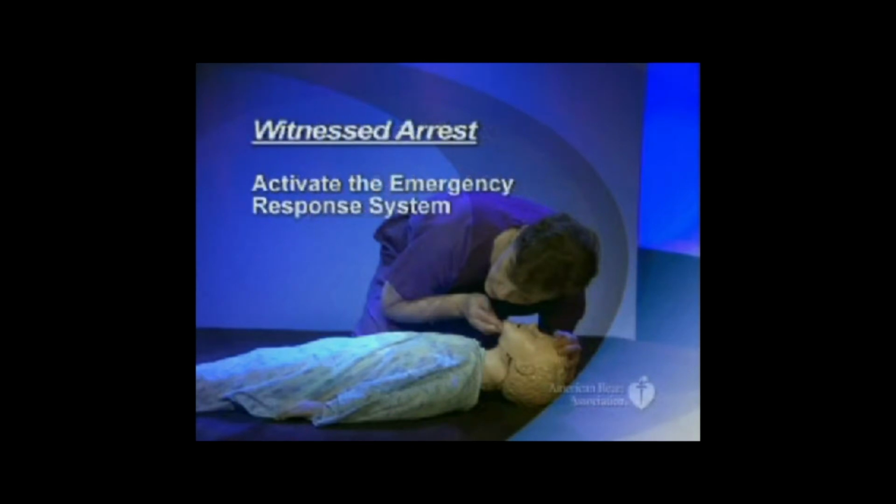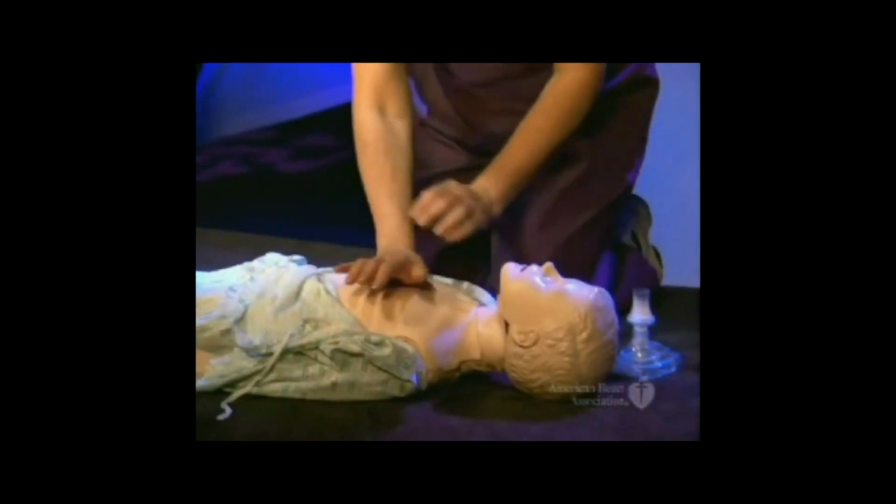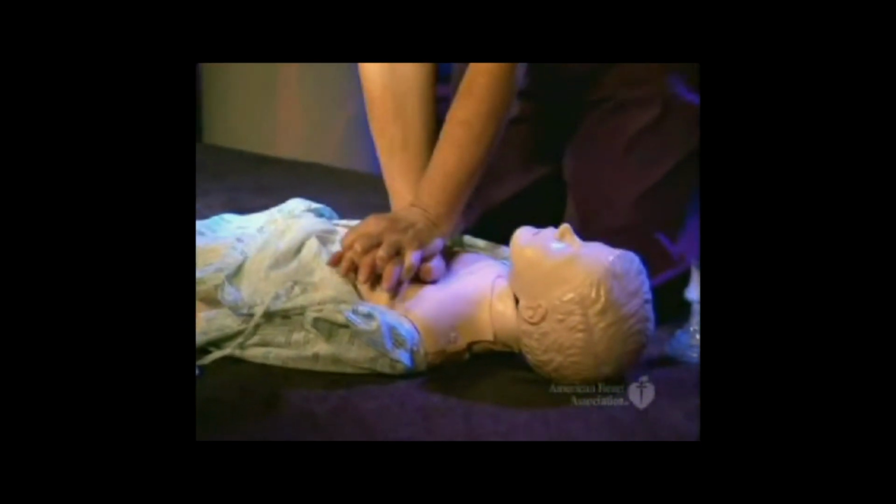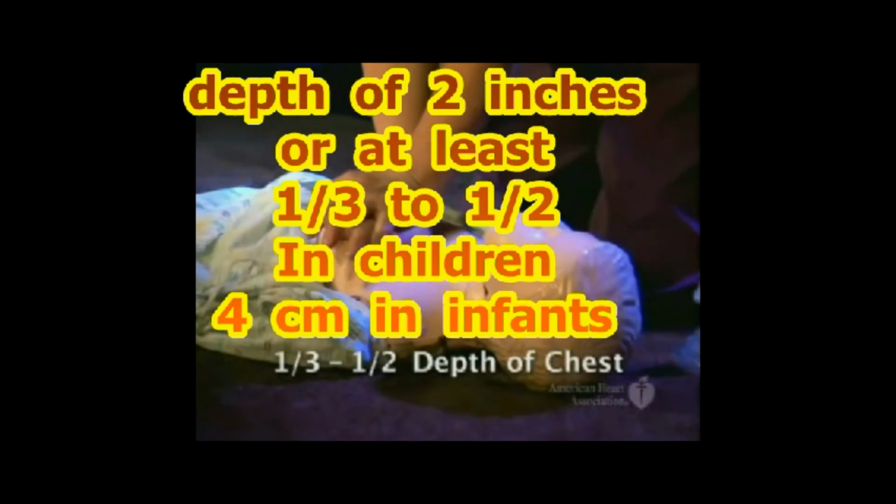However, if you are alone and witness a child collapse suddenly, activate the emergency response system and get an AED immediately. Then return to the victim to provide CPR and defibrillation as needed. Also, to compress the chest of a child, compress to a depth of 1/3 to 1/2 the depth of the chest.